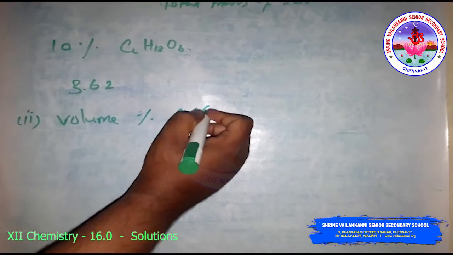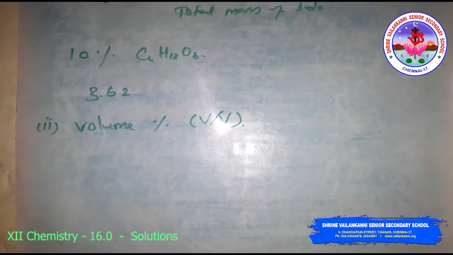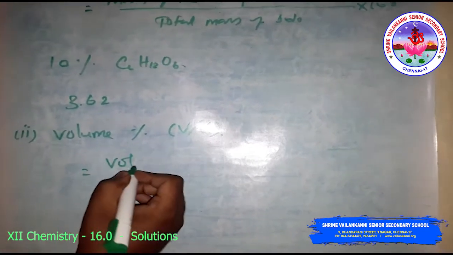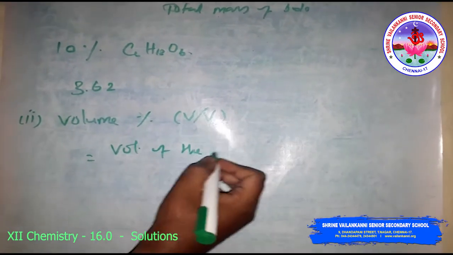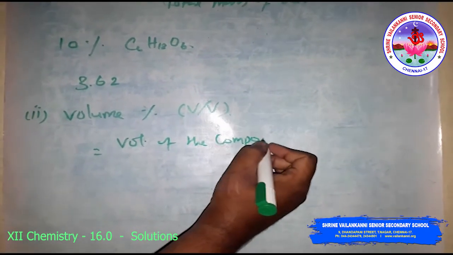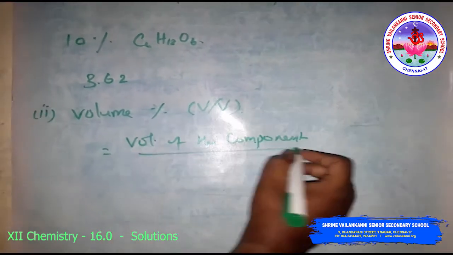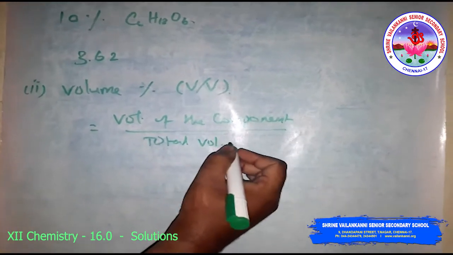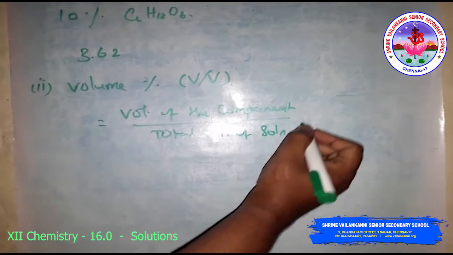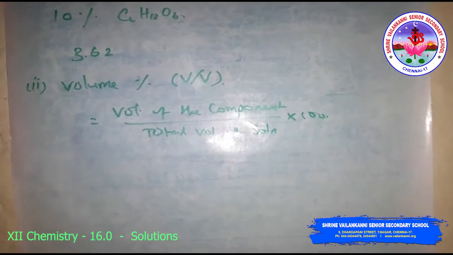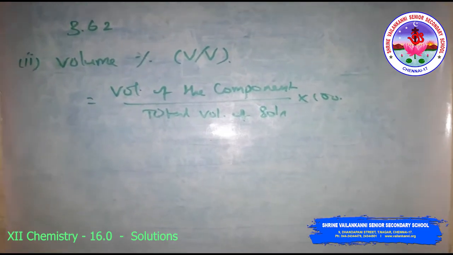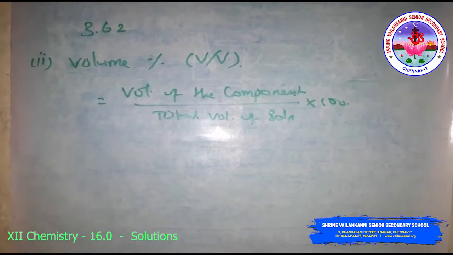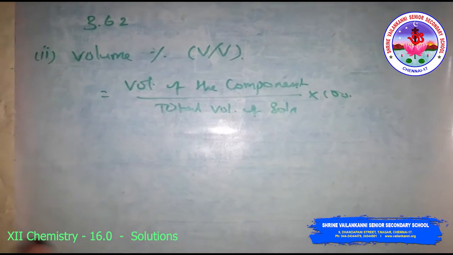That's V by V. The volume percentage is usually defined as the volume of the component divided by the total volume of the solution, into 100. Here the example is 10% ethanol in water. Ethanol in water means that 10 ml of ethanol is dissolved in water, so the total volume of the solution is 100 ml.